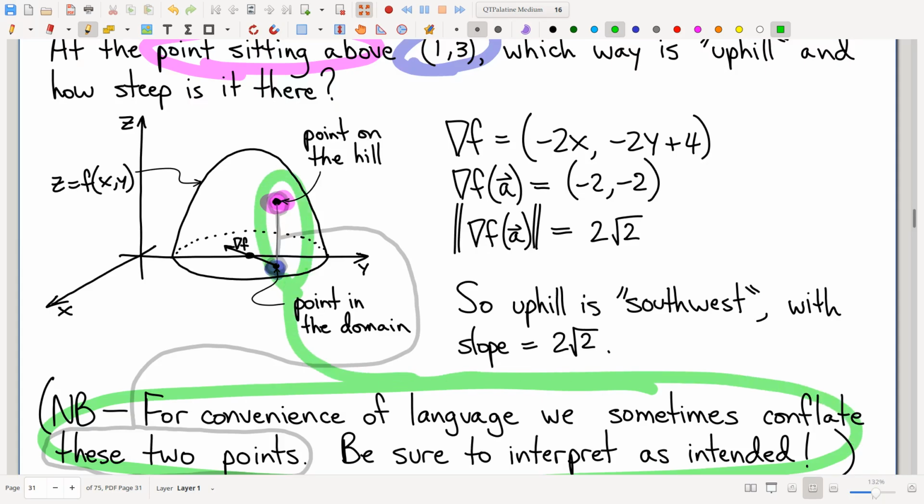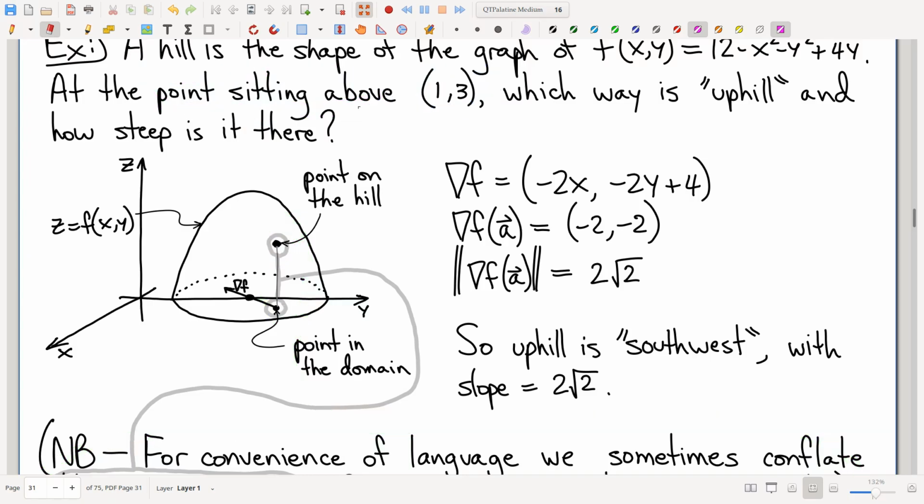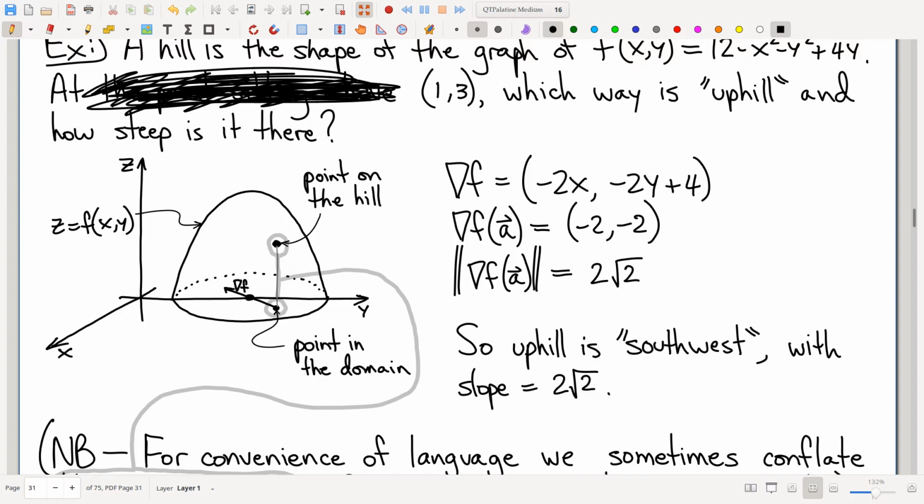you can complain that this is sloppy, or you can complain that the distinction is uptight. You can go either way with this, right? But fact remains, this is kind of how people talk, and it is kind of on the listener to interpret appropriately, right? So I went to the trouble in this example to say at the point sitting above 1, 3. But in practice, day in and day out, even in this class, by the way, right? Most of the time, the question will just say at 1, 3. Does that make sense to everybody?